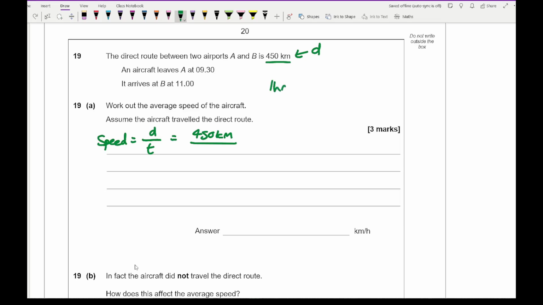For the time we want to work this out in hours. So it's 1 hour 30 minutes, but we want to convert that into hours only. So it's 1 and 30 over 60, which is 1.5 hours. So we want to divide that by 1.5. If I enter this on the calculator, I'm going to get an answer of 300 kilometres per hour. Remember, it is an aircraft, so the speed is going to be a lot faster.